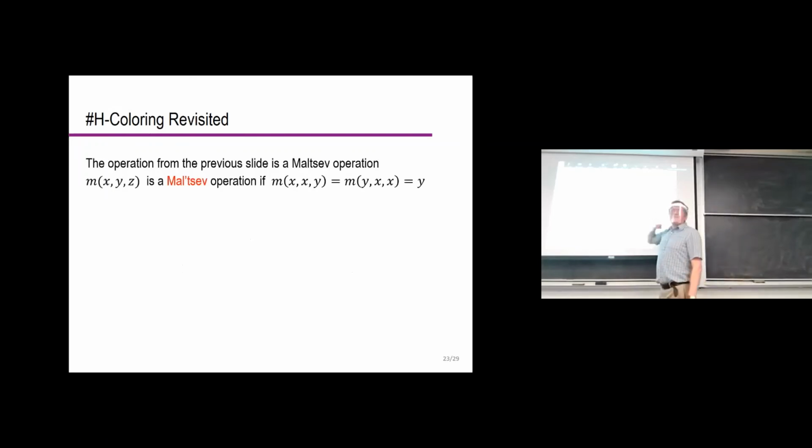So the operation from the previous slide is one of the special cases of so-called Maltsev operations. A Maltsev operation is any ternary operation that satisfies the equations: if I apply it so that the first two arguments are equal, or the last two arguments are equal, I always get the remaining argument. So if you think about it, x minus y plus z: if x and y are equal, they cancel, I get the remaining one. If y and z are equal, they cancel, I always get the first one. Right? So this is a Maltsev operation.